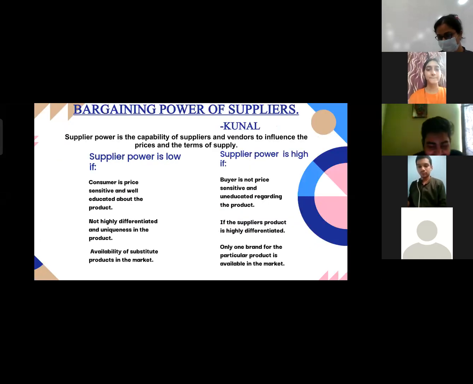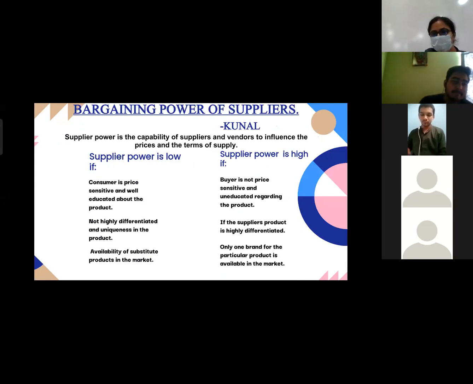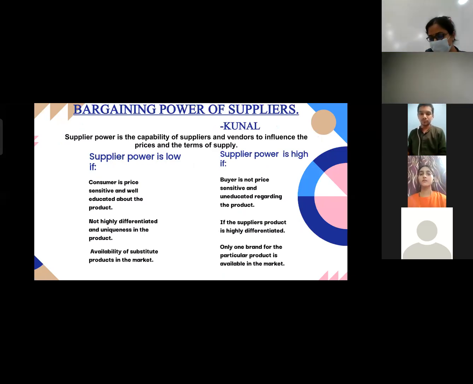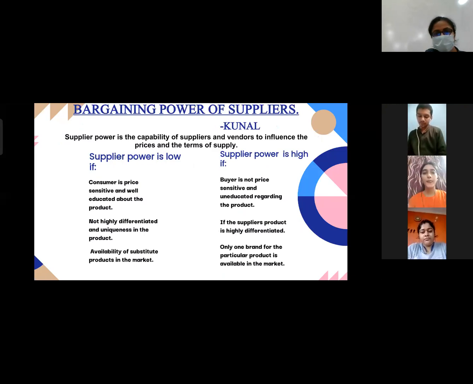Thank you, Sonali. So out of these 5 subtopics of Porter's 5 forces model, mine is bargaining power of suppliers. So let's understand what is bargaining power of suppliers first. Supplier power is the capability of suppliers and vendors to influence the prices and terms of supply.